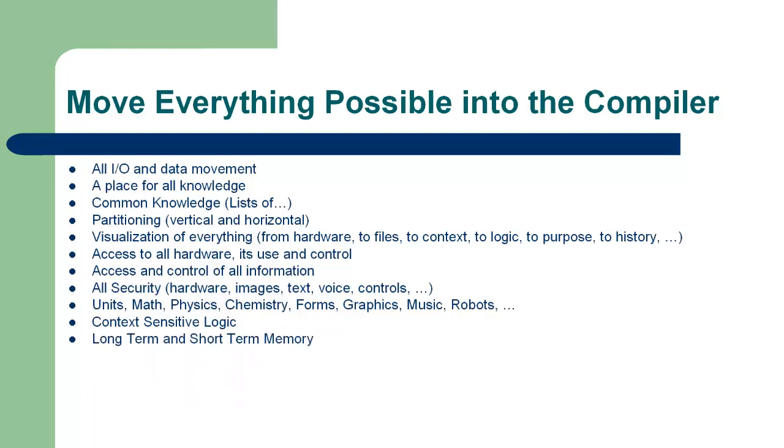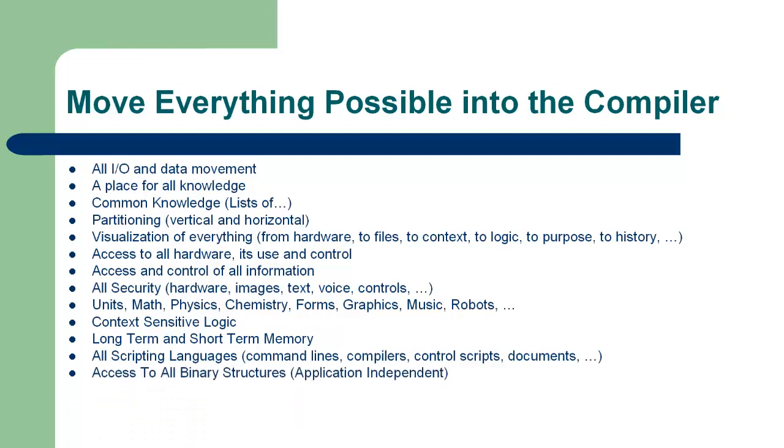We want long-term and short-term memory. And we want all scripting languages to be accessible and used. And we want access to all binary structures. Every binary structure on a hard drive, where it's created or read off of the internet. Any binary or text structure is basically what I'm saying, and making them all application independent. And we do that through the compiler.